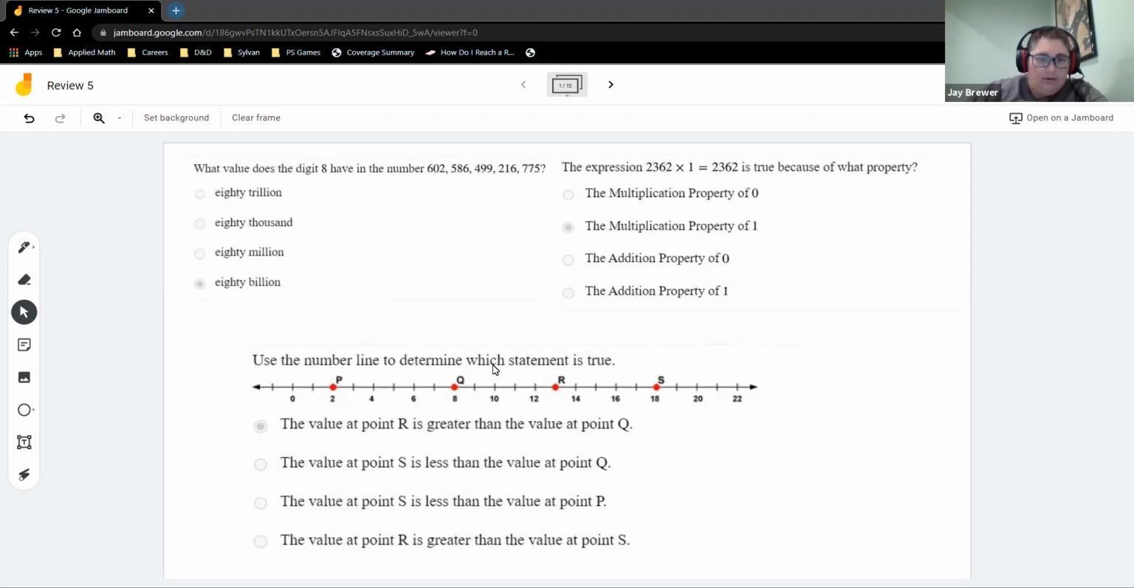Use the number line to determine which of the following statements is true. You have 4 points on the number line. This one here says the value at point R is greater than the value of Q. Well, Q is to the left of R, so that makes sense. R would not be greater than S because S is to the right of R. And S is very much to the right of P, so it cannot be less than P. And S cannot be less than Q because, again, S is to the right of Q.